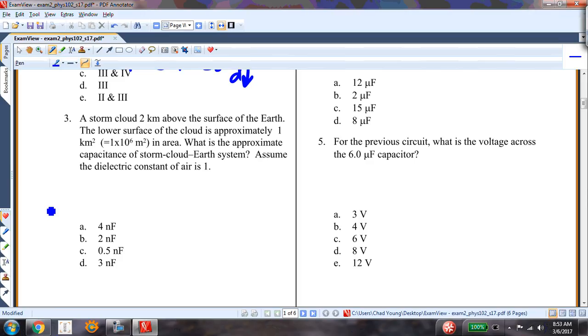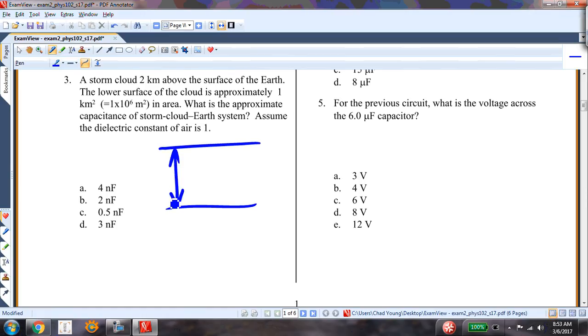A storm cloud is above the surface of the Earth. There's the area of the cloud. So basically what I have is the cloud, and I have the Earth in between it, separated by a certain distance. It's like a parallel plate capacitor. This is from your tutor assignment.